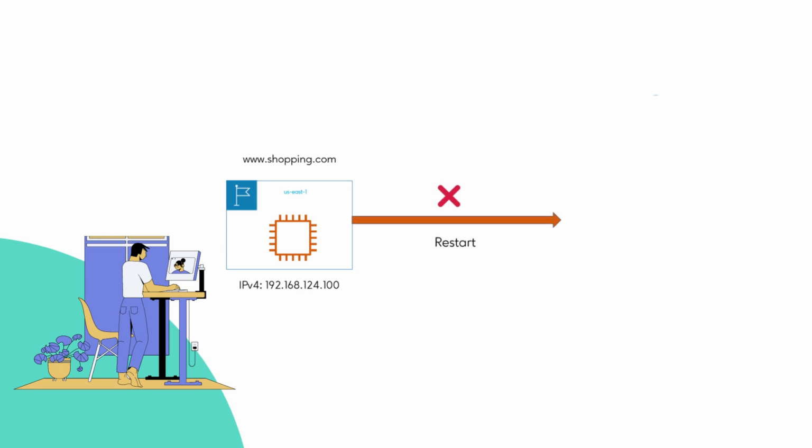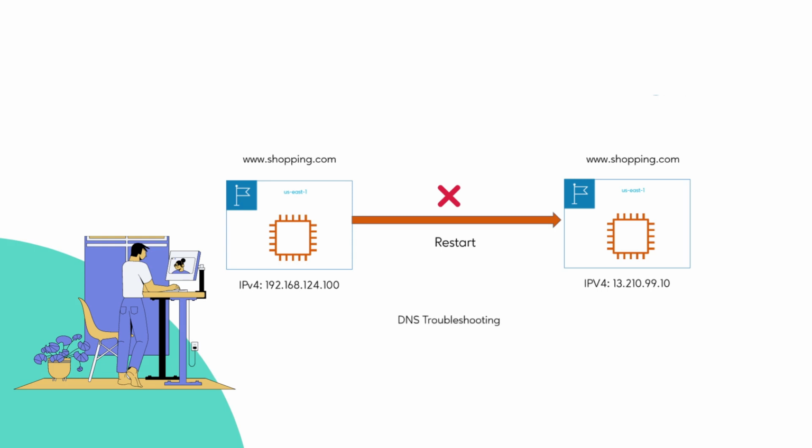Let's consider an example. Imagine you have a web server running on an instance with a regular IP address. Now, if that instance stops or restarts, it might get a different IP address assigned. And this change could break any DNS record or configuration associated with the previous IP address, causing your website to go down temporarily. So that's why we need an Elastic IP address.